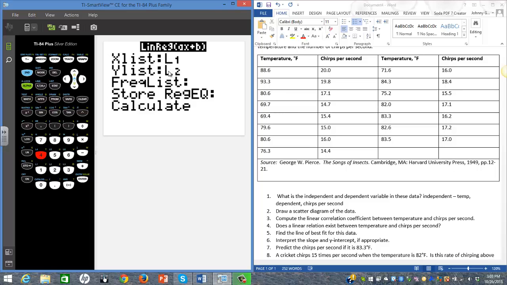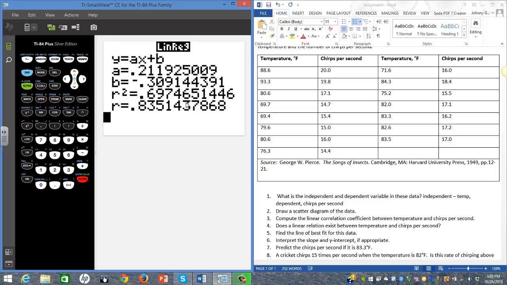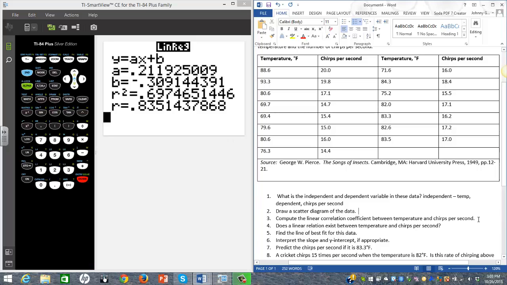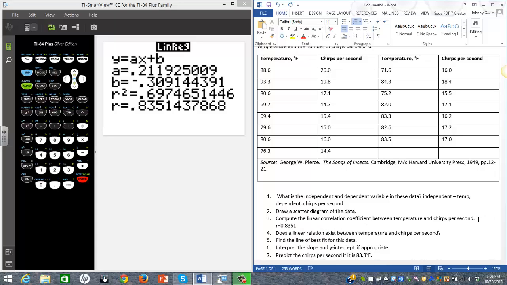Make sure my X list is L1, Y list is L2. The frequency list, we're not going to worry about that. We can store the regression equation. I'm not going to choose this because not all your calculators have that. And then I hit calculate. Okay. So the linear correlation coefficient is R. In this case, R equals 0.8351, using 4 decimal places, which is pretty big.